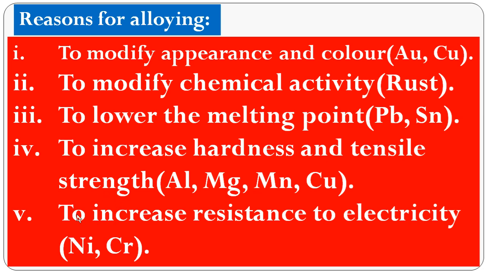The last one, to increase resistance to electricity, that is nichrome wire. Nichrome contains the metals nickel and chromium. It is used in the heating element, because it increases the resistance to electricity. So these are the reasons for alloying.